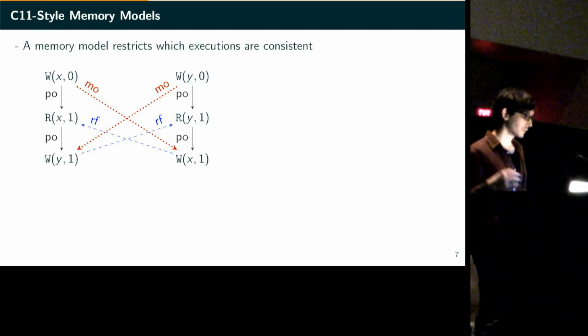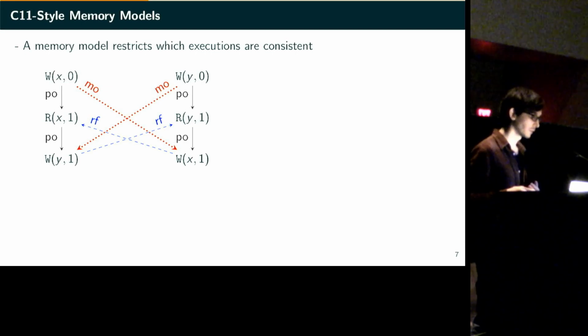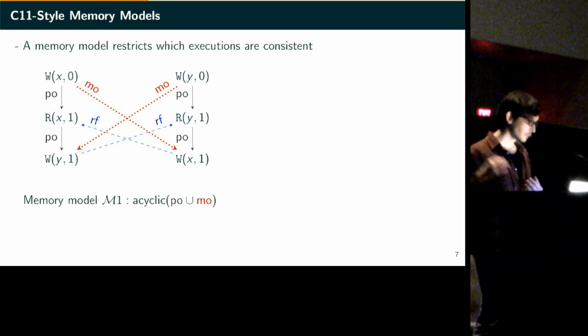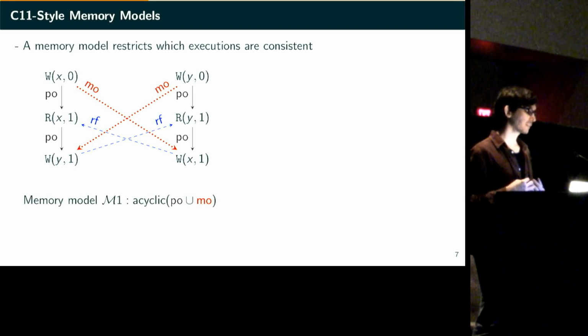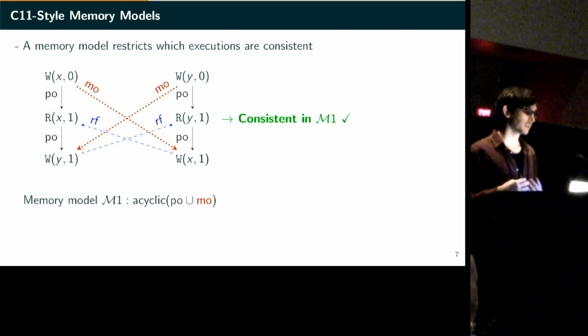So once we have these relations, a memory model is essentially defined by imposing certain restrictions on how these execution graphs can be formed. So for example, if we consider a memory model M1, which restricts that the union of PO and MO relations should be acyclic, then this execution will be consistent under M1 because there is no cycle that involves PO and MO edges.